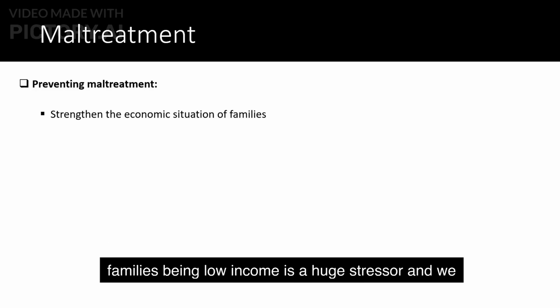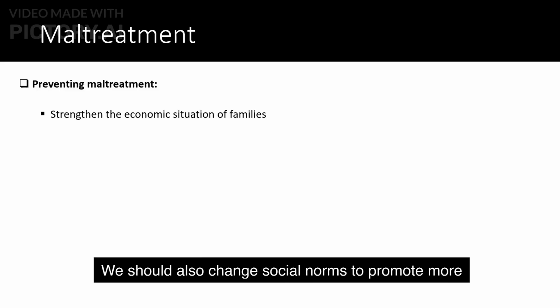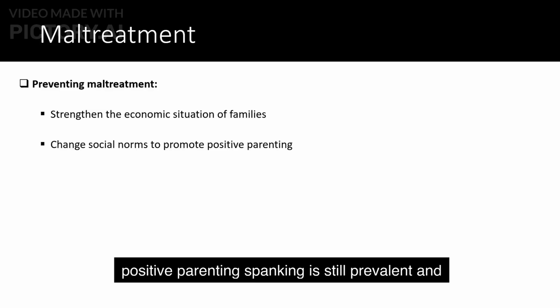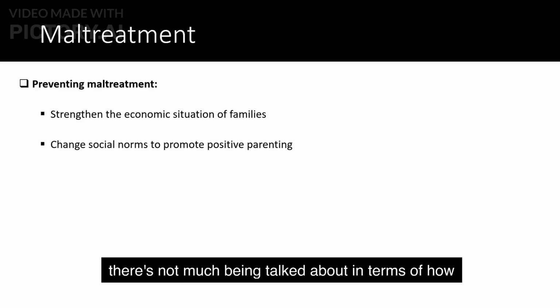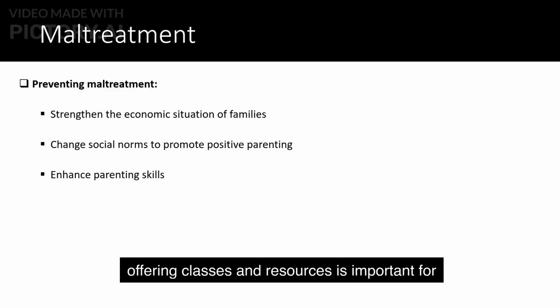The book lists a few ways in which we can prevent child maltreatment. The first is strengthening the economic situation of families. Being low income is a huge stressor, and we see higher rates of maltreatment in low SES families, given that they can't always afford basic needs. We should also change social norms to promote more positive parenting. Spanking is still prevalent, and there's not much being talked about in terms of how we can parent instead. So going along with this is enhancing parenting skills.